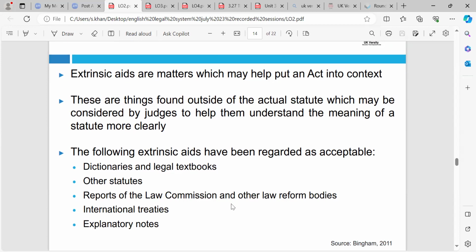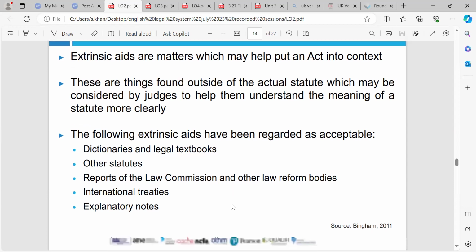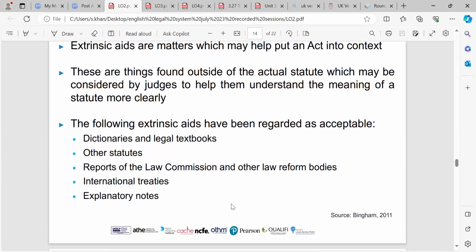These things are found outside of the actual statute, which may be considered by judges to help them understand the meaning of a statute more clearly. Because sometimes, historically, the wording of a statute may have made sense, but in today's society, the wording may not make sense, or may not apply, and the meaning of the word may mean something else. So the following aids have been regarded as acceptable.